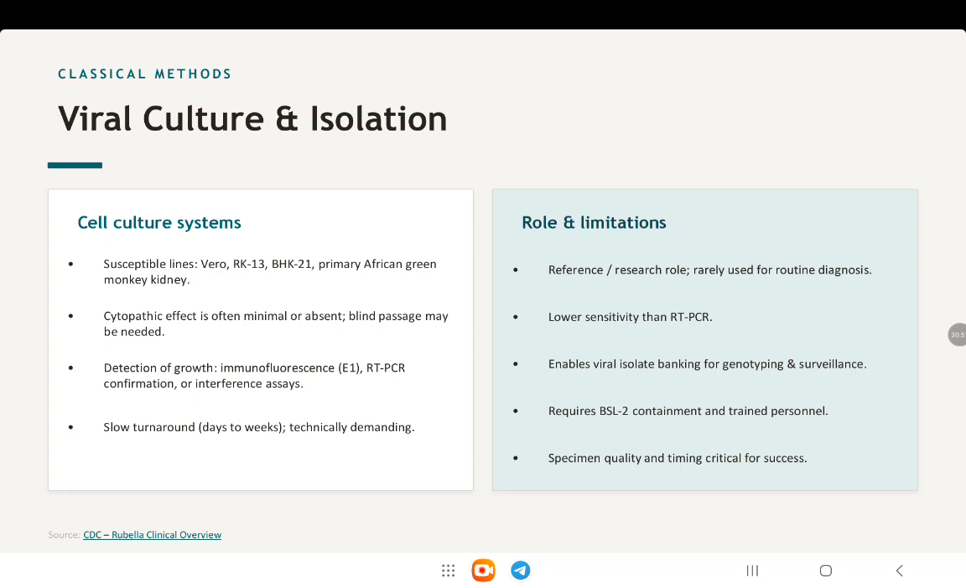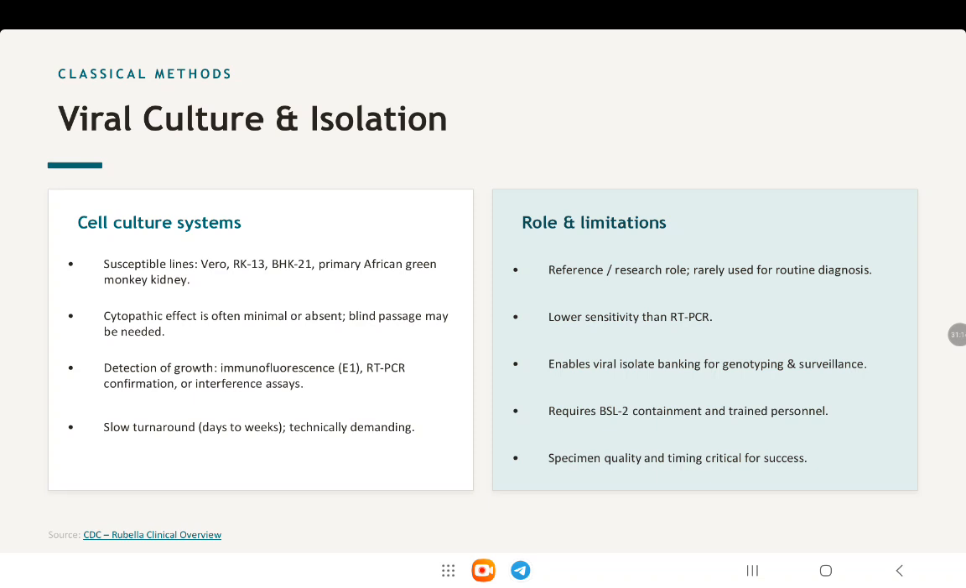Unlike other viruses, rubella is not able to produce a cytopathic effect. It produces very little visible damage to the cultured cells. For that, the laboratory may need additional tests such as immunofluorescence or real-time PCR to confirm that the virus is growing in this cell culture.